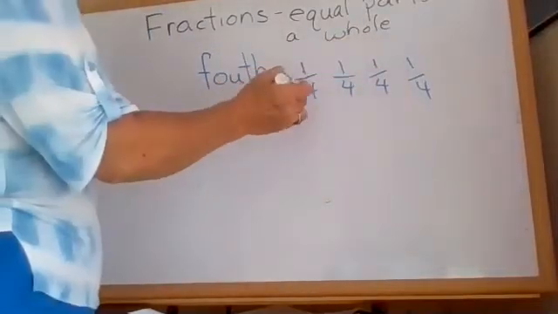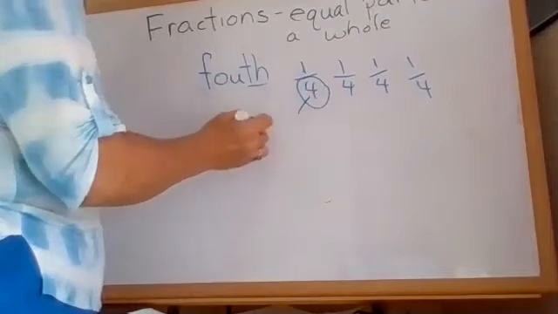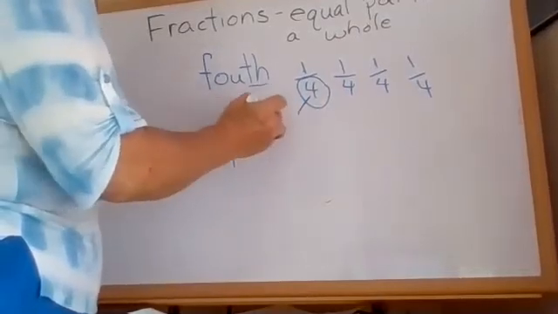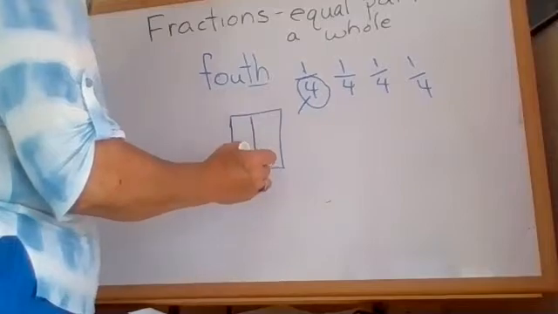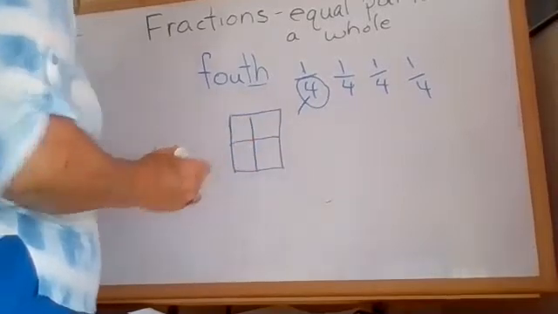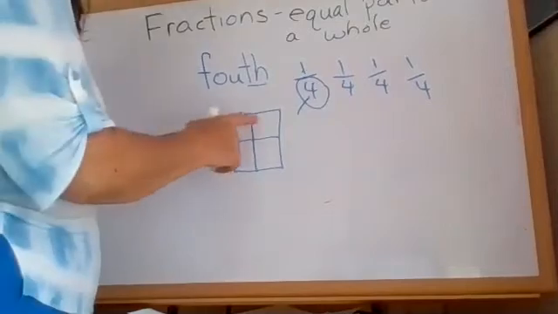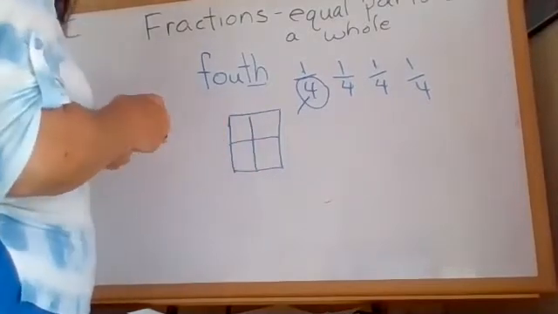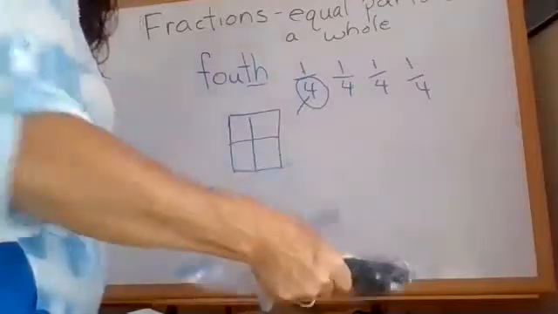The bottom number tells us how many parts in the whole. So this time there are 4. Let's draw a picture of that. You can go ahead and draw a picture. We have now made fourths. We have 1, 2, 3, 4 fourths. That is fourths. Now let's look a little bit more at fourths here.